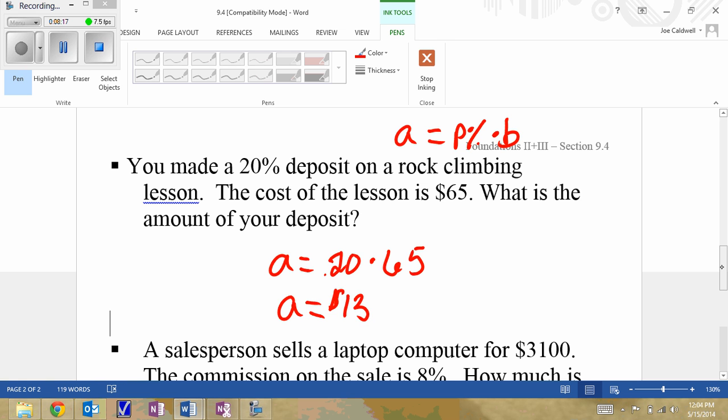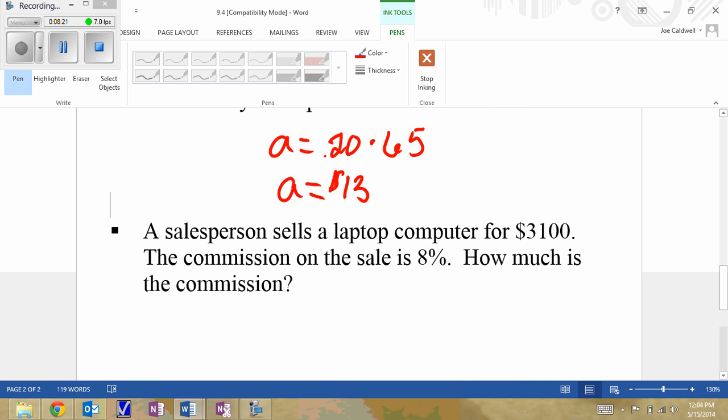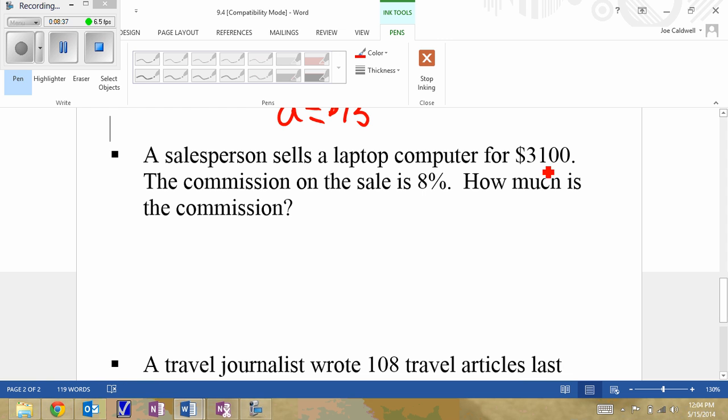Okay, so another story problem here. A salesperson sells a laptop computer for $3,100. The commission on the sale is 8%. How much is the commission? So the commission is basically how much a salesperson makes, but based on the total amount. And so in this case, they're going to make 8% of what it was sold at. And so to figure out actually how much money that is, we can plug it in to our formula here.